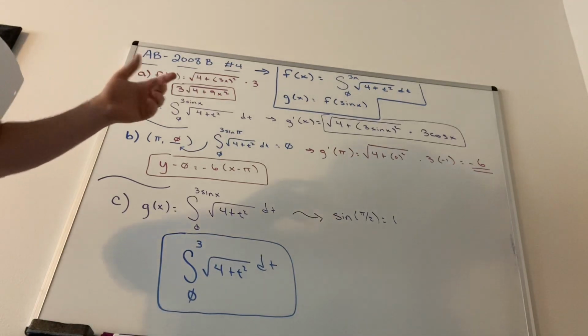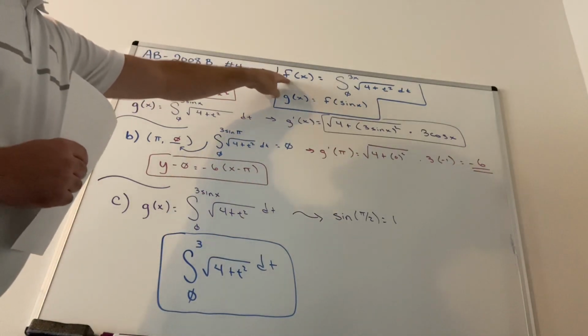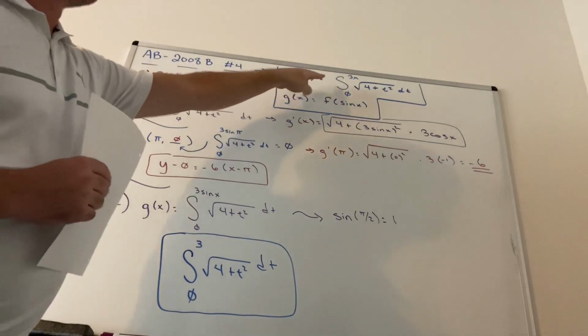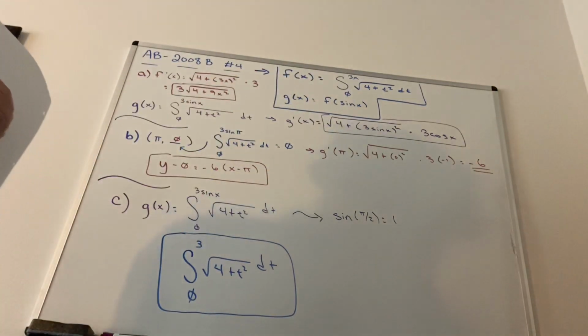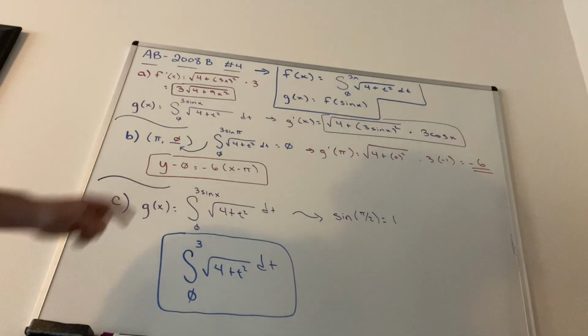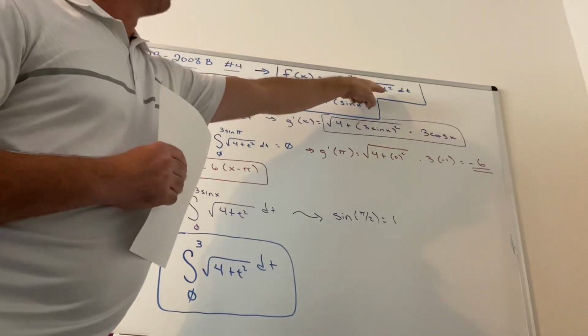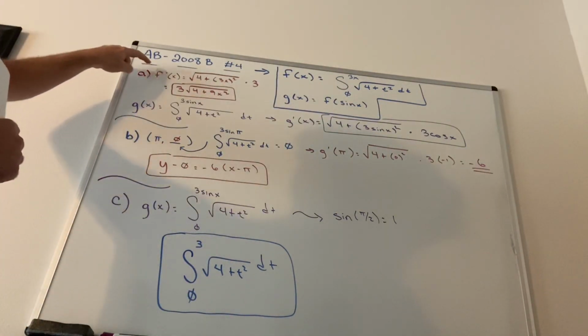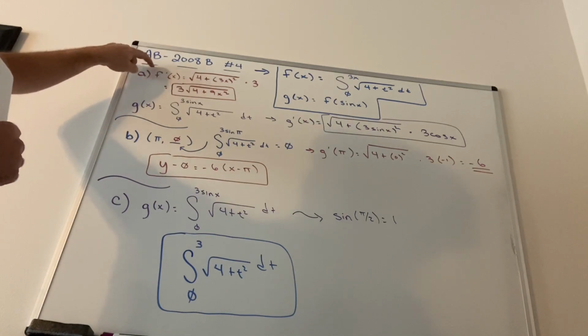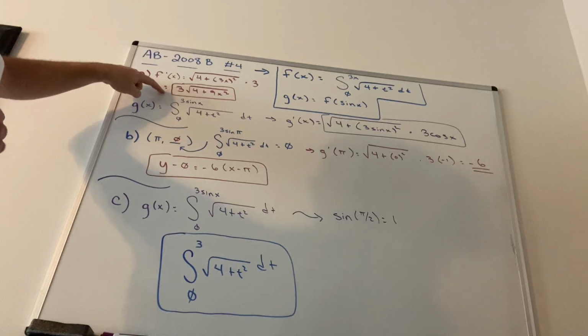Well, if I'm going to find f prime, that means I'd be deriving this side, which means I'd be deriving this side too. And so I'll be deriving an integration with a variable as the upper limit, which is the second fundamental theorem. So you plug in the upper limit and multiply by the derivative of the upper limit, which puts me to here. You could leave your answer right here if you wanted to. I chose to clean it up, so that puts me to here.